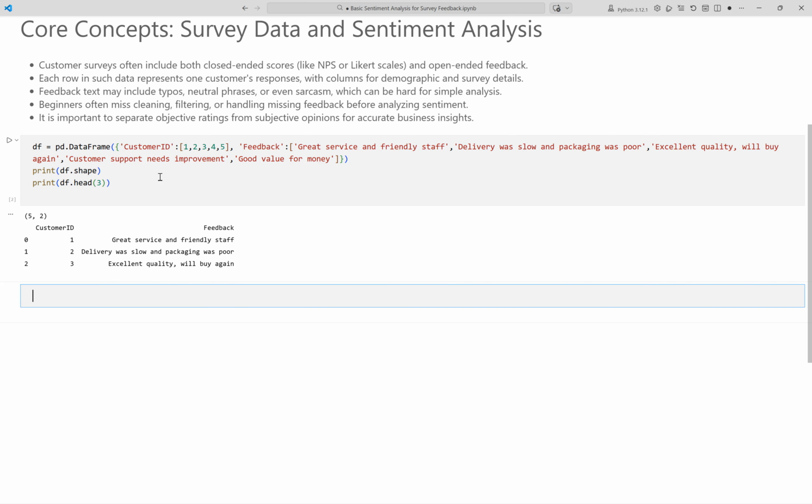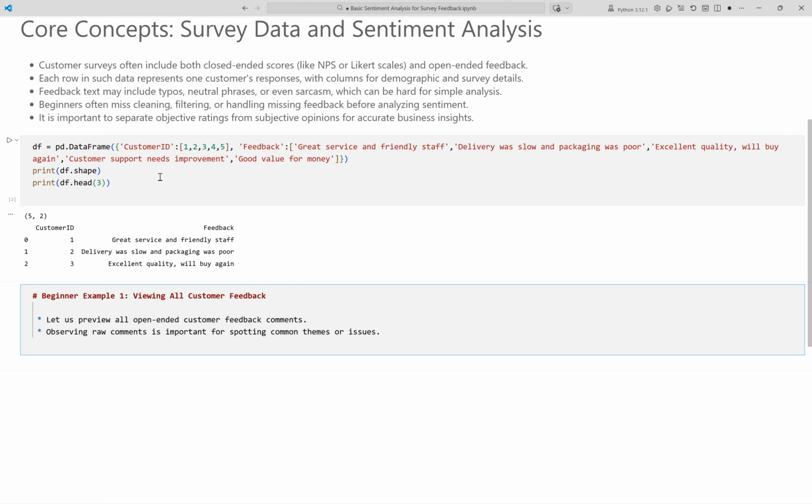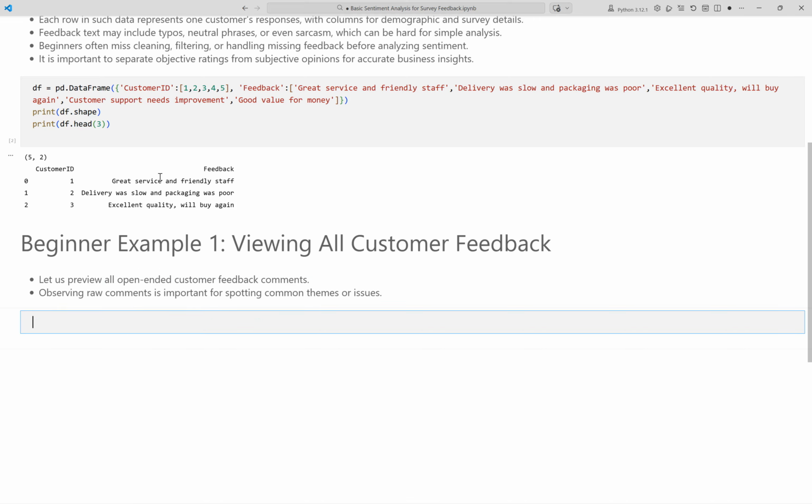Beginner example 1, viewing all customer feedback. Let us preview all open-ended customer feedback comments. Observing raw comments is important for spotting common themes or issues. Running the cell now. For each customer, we print their feedback comment to get a qualitative sense of their opinion. We read through the feedback to understand the variety of experiences.